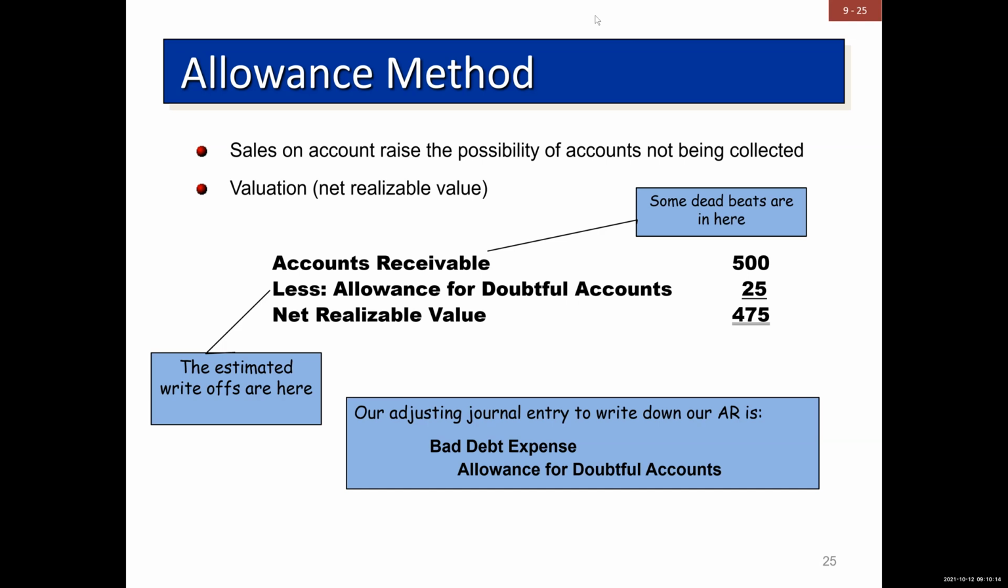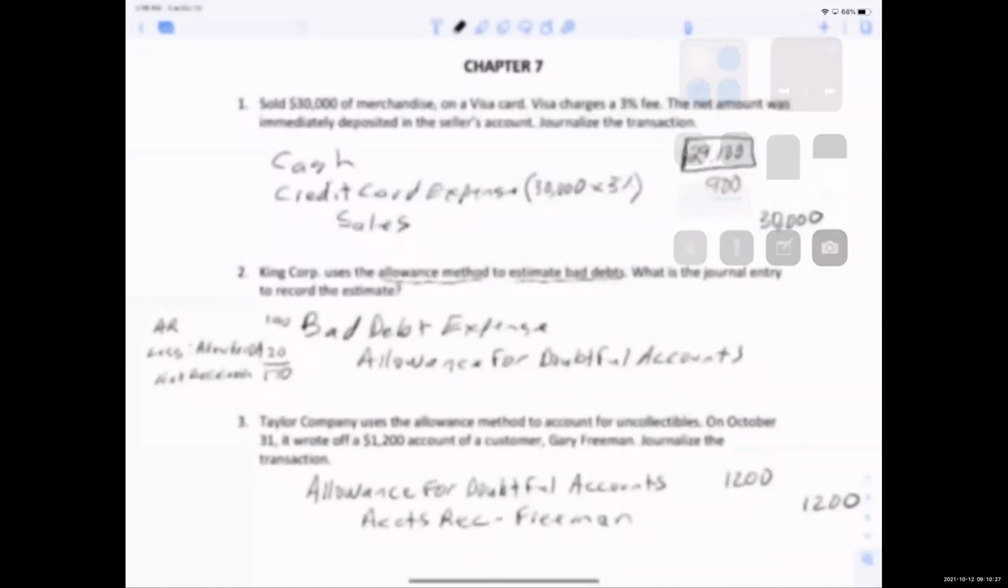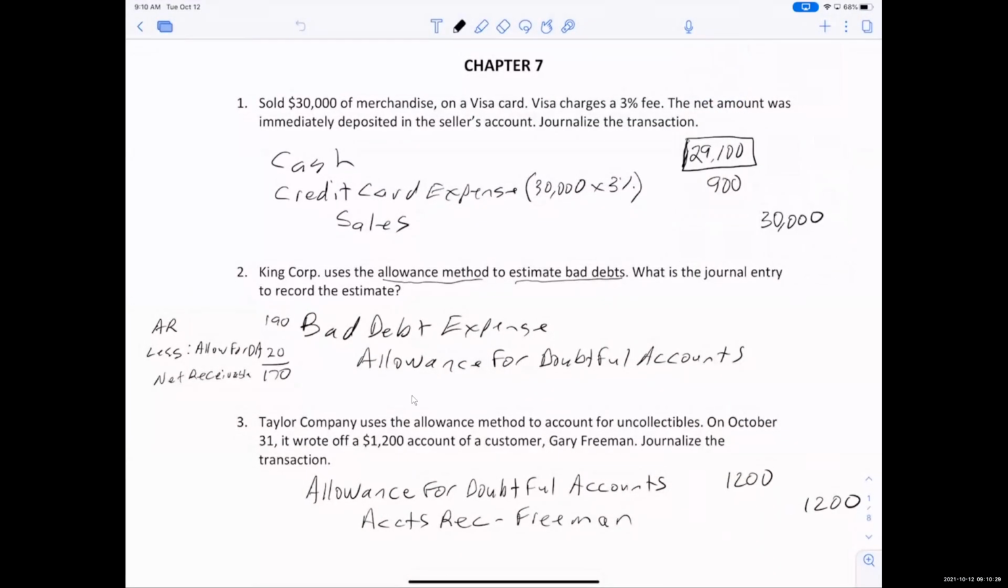So let's go ahead and stop the share and go back to this. Okay, so King Corporation uses the allowance method to estimate bad debts.